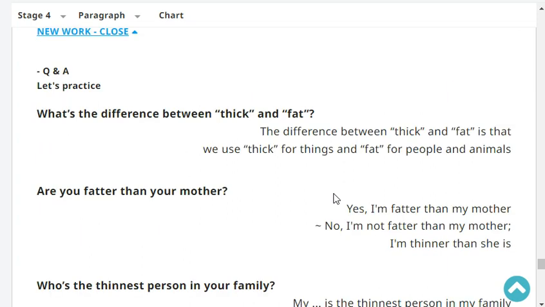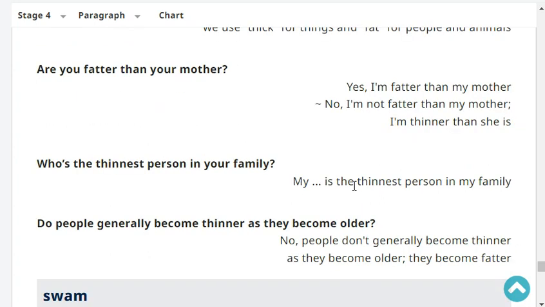The difference between thick and fat is that we use thick for things and fat for people and animals. Are you fatter than your mother? Yes or no? Yes, I'm fatter than my mother. Who's the thinnest person in your family?